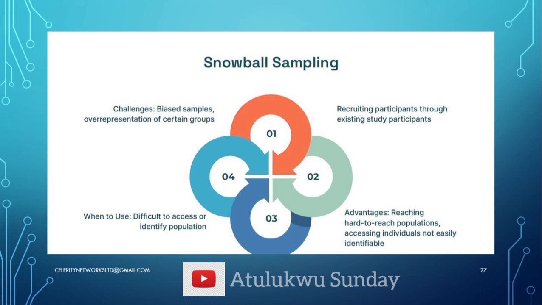And when to use it: when it is difficult to access or identify the population. Like I've said, you want to get down to the nucleus, the actual specific population where it is difficult. Yes, you can use it. And the challenge it poses is that it is a biased sample with over-representation of a certain group of people, because this is not the true sample of those you want.